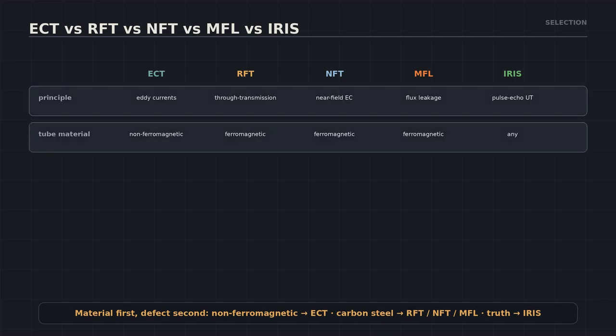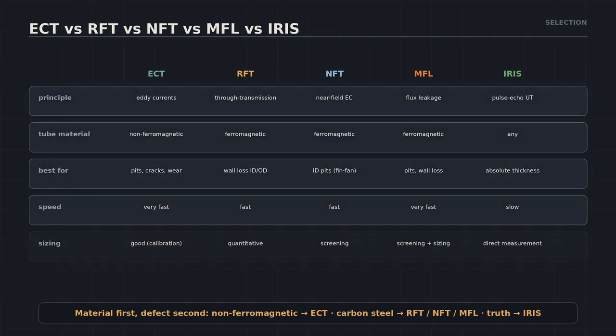So how do you choose? ECT, non-ferromagnetic tubes, superb on pits and cracks, very fast. RFT, carbon steel, quantitative wall loss, inside and outside equally. NFT, fin fan carbon steel, inside corrosion under the fins. MFL, rapid scanning of floors and ferromagnetic tubes. And IRIS, any material, slow, but a direct wall thickness measurement. The material decides first, the defect type refines it.